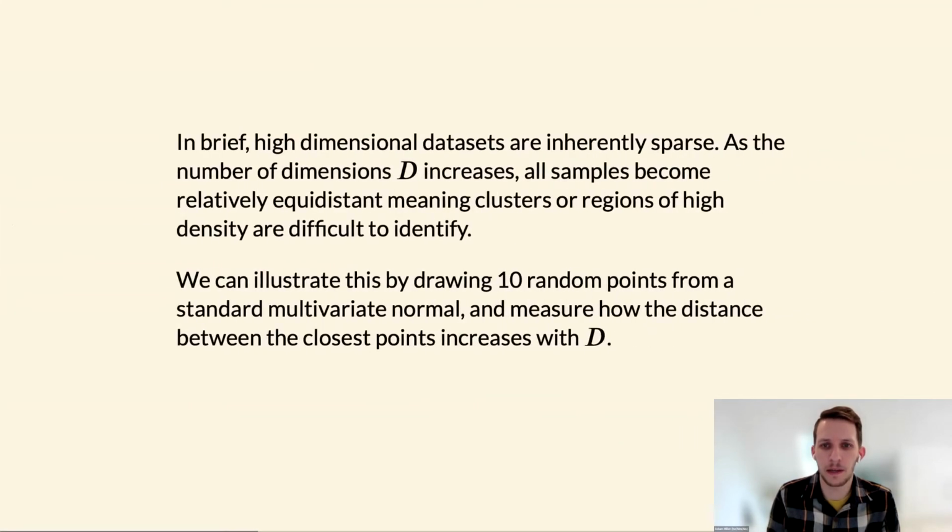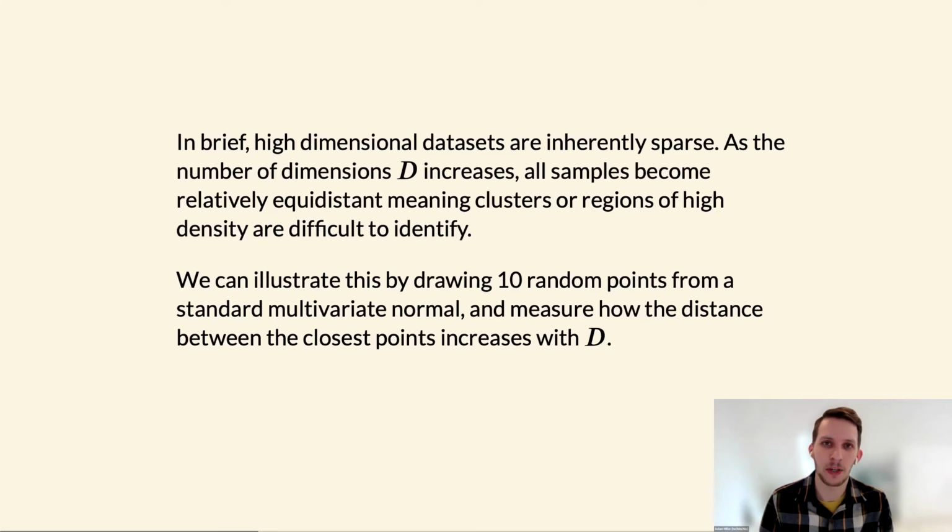Briefly, the curse of dimensionality is that high dimensional data sets are inherently sparse, right? If you have a whole bunch of dimensions, you have many, many different axes upon which to describe your data. The relative distance between samples within your data becomes larger and larger. So if you have many, many, many dimensions, and many in this case can mean tens, hundreds, thousands, millions, we will see models where there can be millions of parameters before the week is over. All samples become relatively equidistant. And so looking for a cluster or trying to find some region of high density is very difficult, okay?